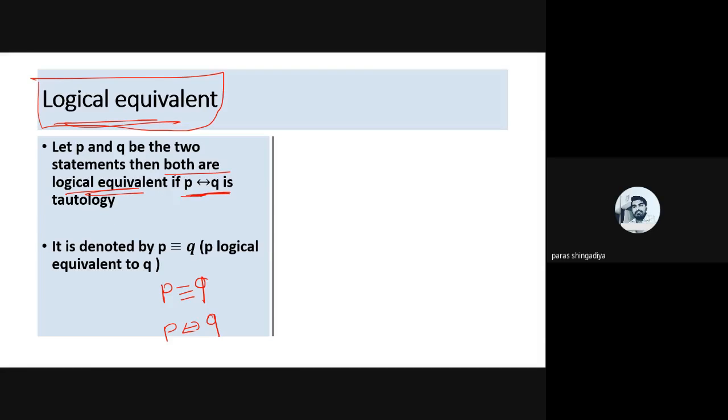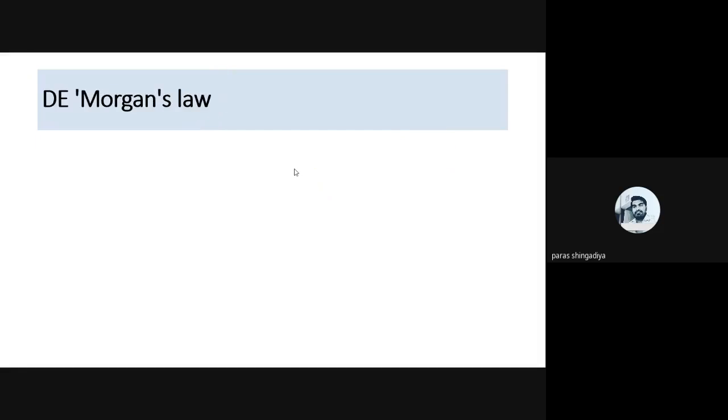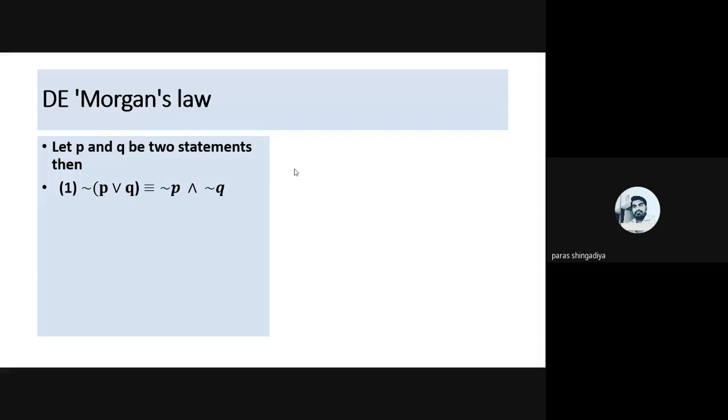For any compound statements given, say A and B, first we check A, then B, and then we apply the biconditional rule to A and B. If this answer is a tautology, all values being T, then we say A and B are called logically equivalent. So it is a simple definition.